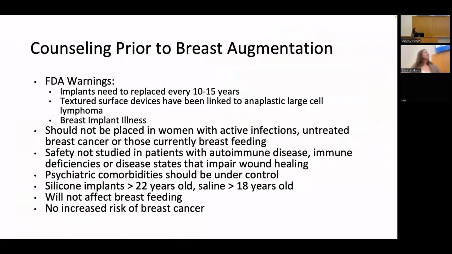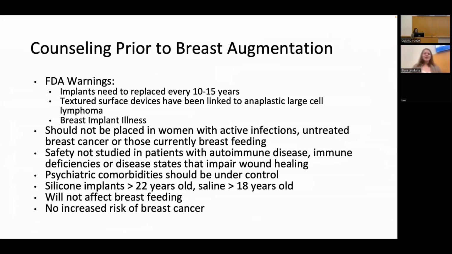Because these are medical regulated devices through the FDA, there's some counseling that needs to happen from the surgeon prior to implant placement. And so I wanted to go over very briefly what that counseling is. So FDA does have a warning that implants need to be replaced every 10 to 15 years. I will find that most of my patients have not had this done. And so what are the consequences of that?